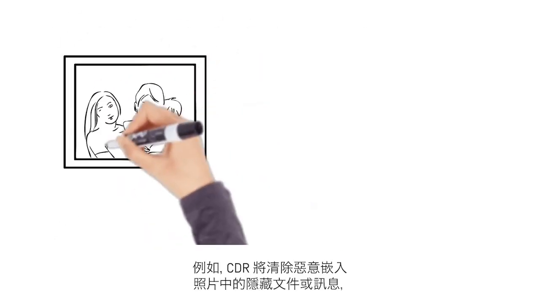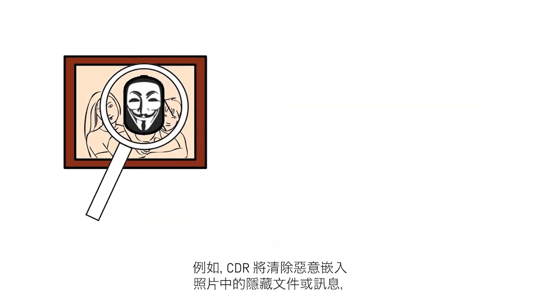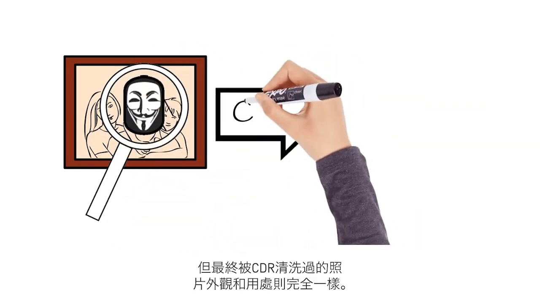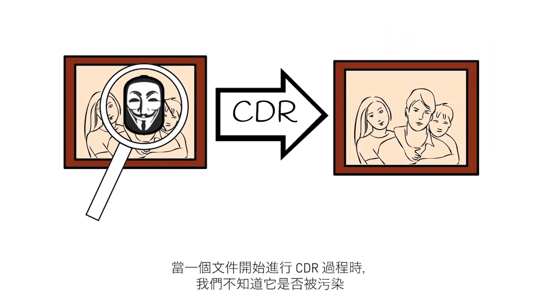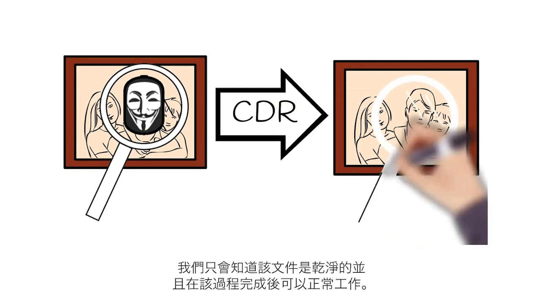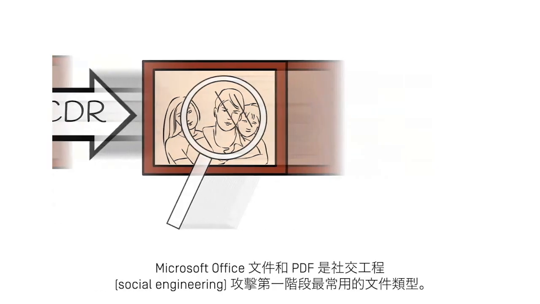For example, CDR will scrub away hidden files or messages maliciously embedded within a digital photo, but the final disarmed picture looks and behaves exactly as a safe image should. When a file begins the CDR process, we don't know if it's contaminated. We just know the file is clean and working when the process is done.